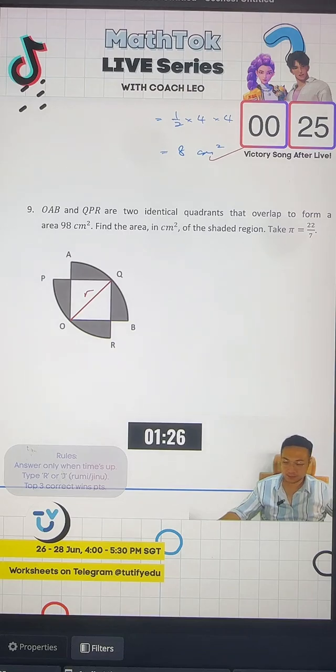Try your best to solve it, students. Some of you are typing 14. The question is asking you what's the shaded area. Wait until the time runs out, then you type your answer. Thirty seconds left.